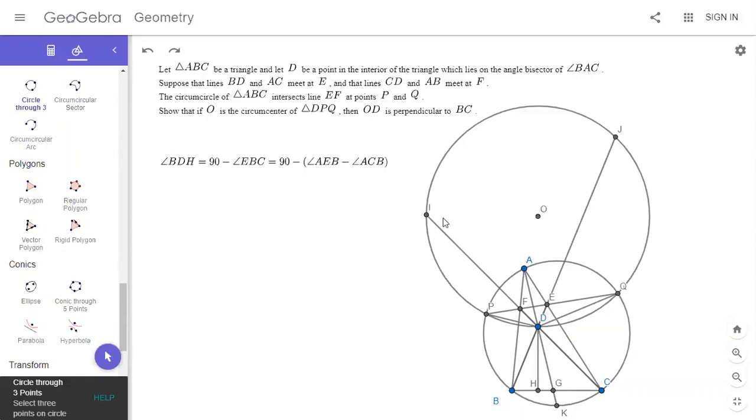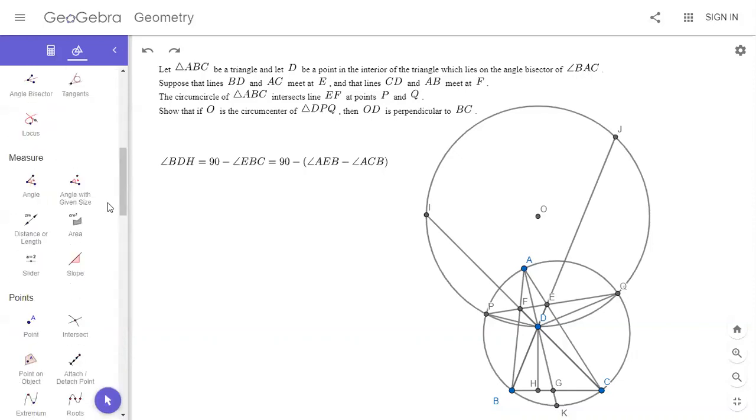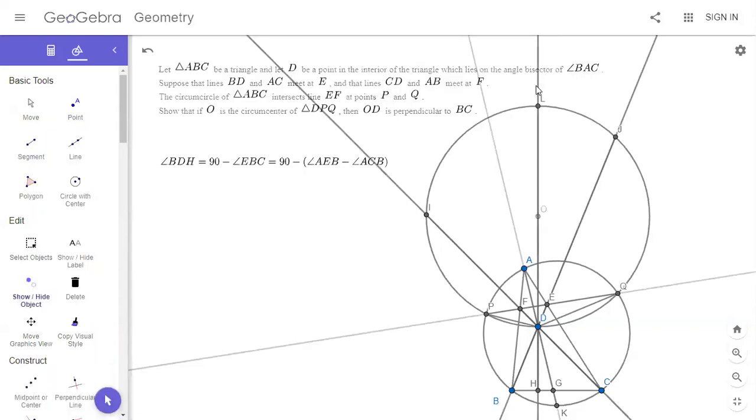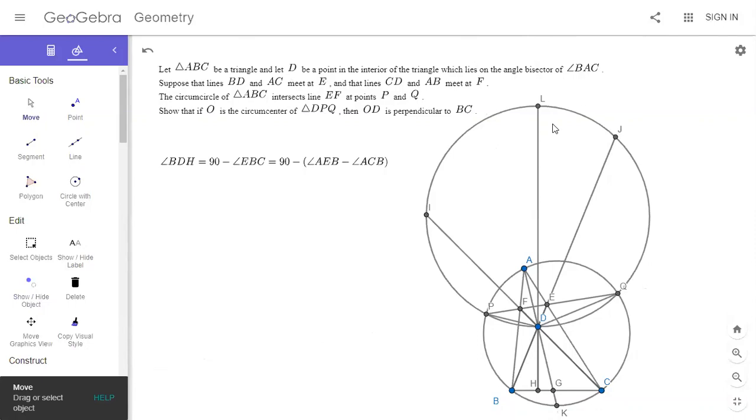I thought if we extend HD and meet it with the circumcircle of PDQ, and then if LJB is 90 degrees, we know that LJBH is cyclic. Ah, I see what you're saying. So basically, if the problem were true, LJBH is cyclic and LIHC is cyclic. Yes. And so we'd kind of have a radical axis theorem, it looks like. Well, that basically means JC, IB, and LH concur.